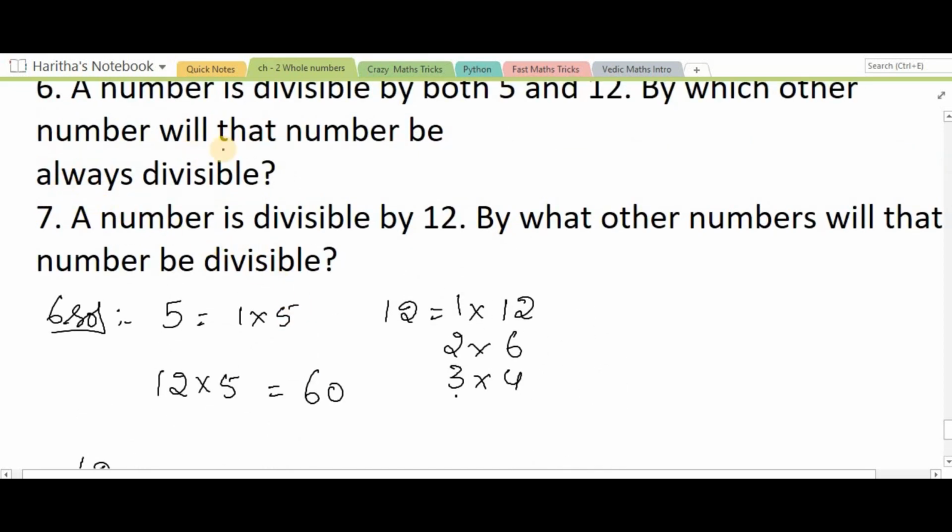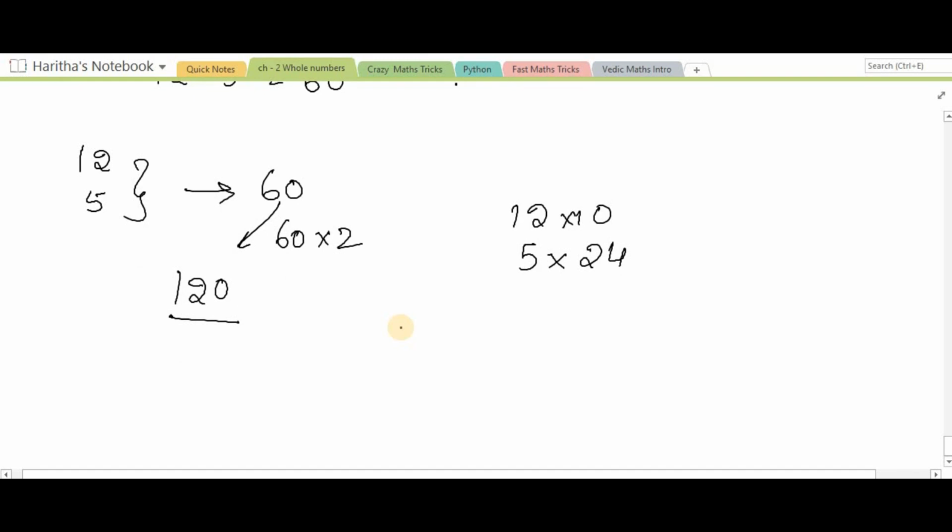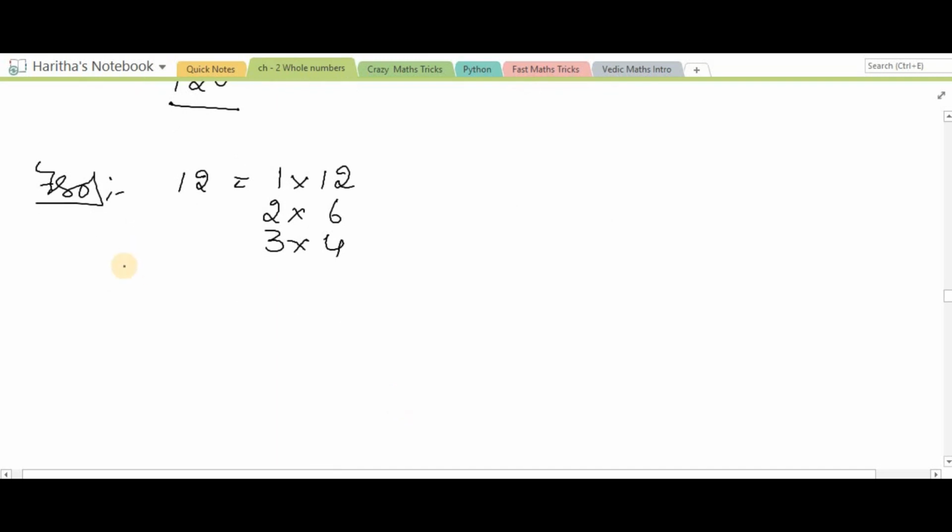And what is the 7th one? A number is divisible by 12. By what other numbers will that number be divisible? Here what they are asking is the reverse of the 6th answer. If you already know the factors of 12, then each and every factor will be an answer to the question. For example, 24 is divisible by 12, because we all know that 24 is a multiple of 12.